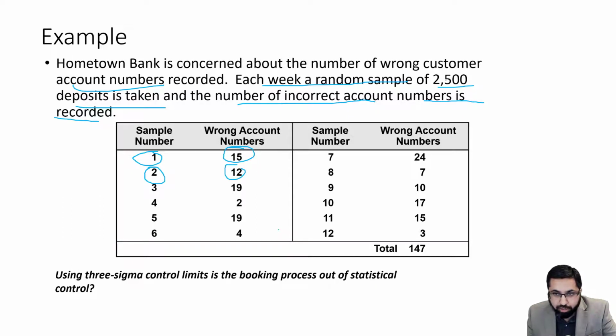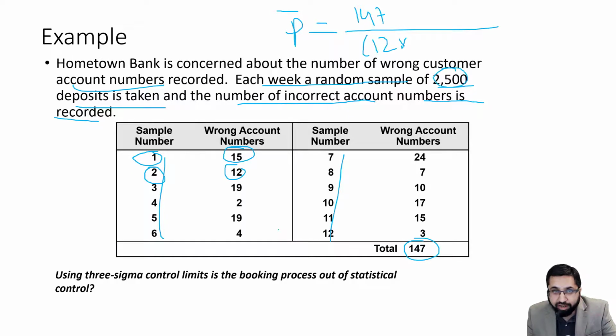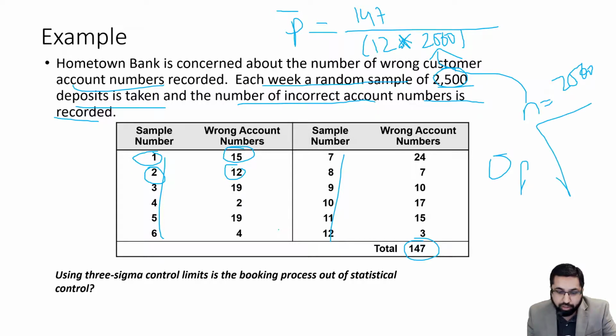So what is the 3 sigma control chart? First you'll have to find P bar. P bar is total defectives, which is 147, divided by the total number of things we examined. We have 12 samples, and each sample has 2,500 deposits examined, so we multiply by 2,500. That will be our P bar, and our n is 2,500, which is what we'll put in the sigma P formula.